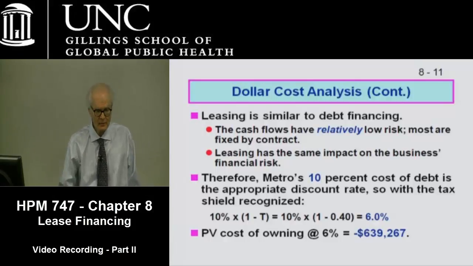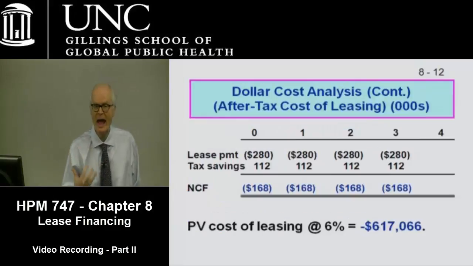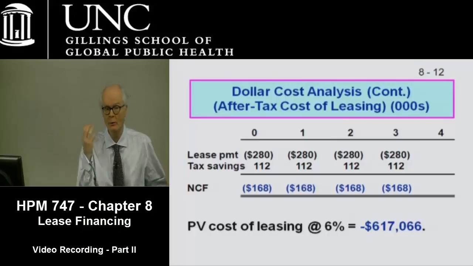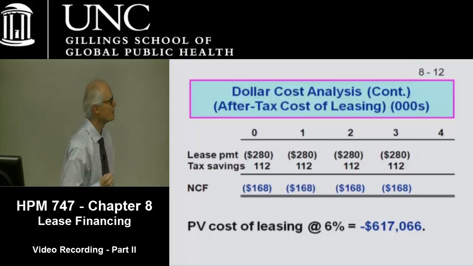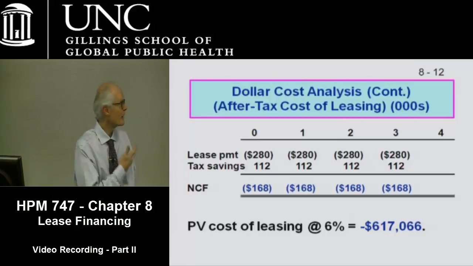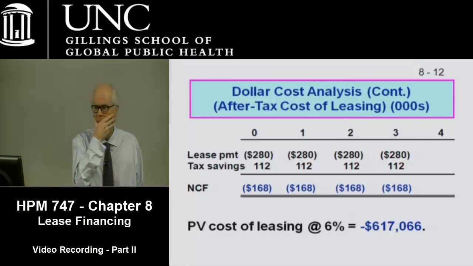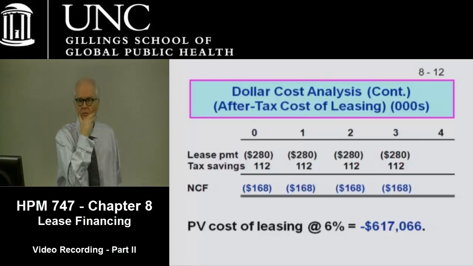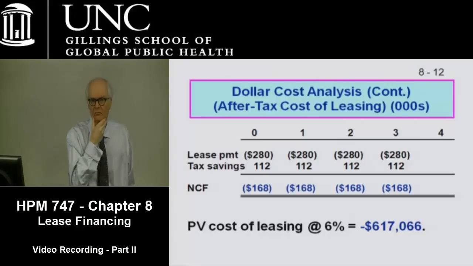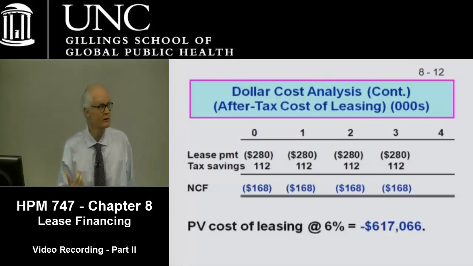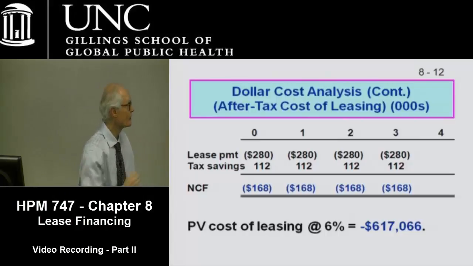So now we're going to compare that to the after-tax cost of leasing. Because we can borrow and buy, or we can lease the asset. We've been told that the leasing payment is $280,000 a year, due at the beginning of the year. And there's tax savings of 112, which is calculated by how? Multiply 280 by 40%. Right, so you multiply the 280 times 40%, which is the tax rate, and you get net cash flows of negative $168,000 per year.